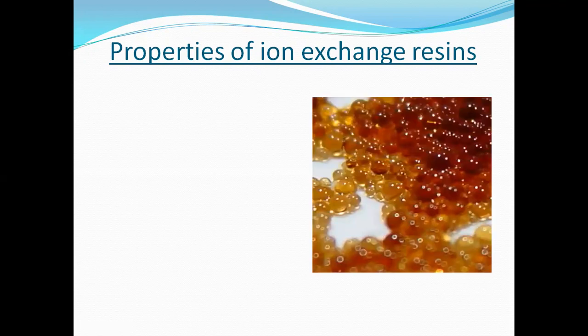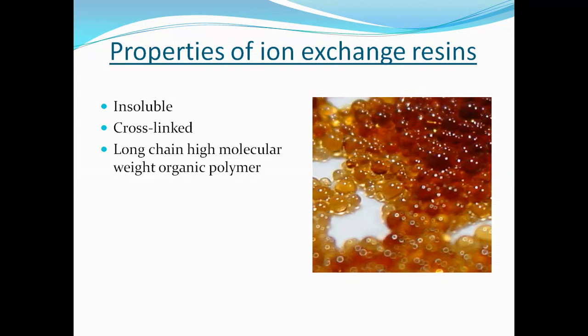So these are basically resins. Resins are nothing but polymers. They are high molecular weight, very long chain organic polymers, in the form of granules or small granules, or we can use shredded types of resins. They are insoluble, that means they cannot dissolve in water easily. They are cross linked, which means they have very complicated structures, with a very long carbon chain length and high molecular weight.